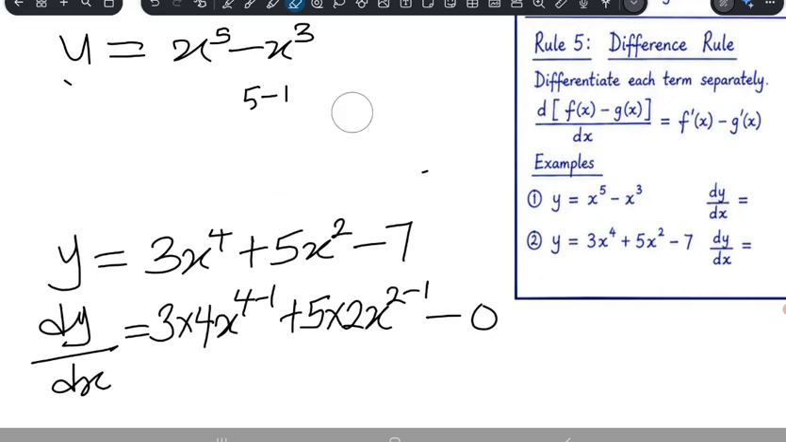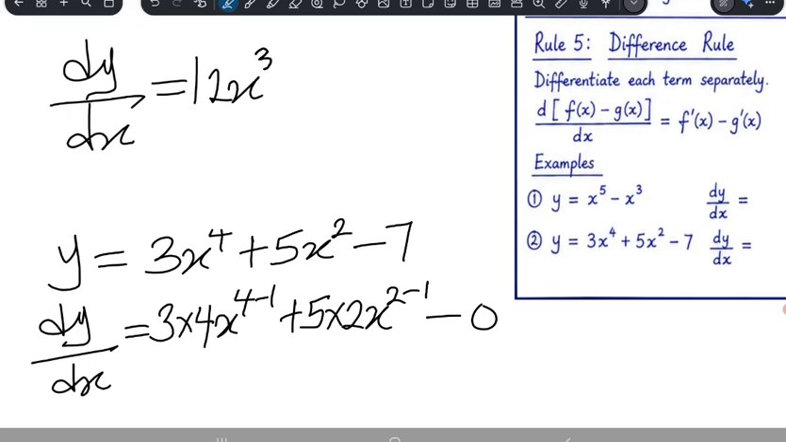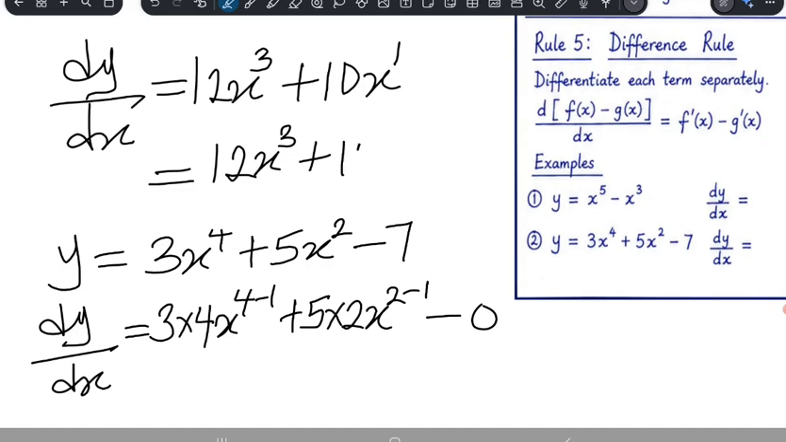So therefore, we now have dy/dx given to us. So this is 12 onto x raised to the power 3 plus 5 times 2, which gives us 10 onto x raised to the power 1. So the final answer is 12x raised to the power 3 plus 10x.